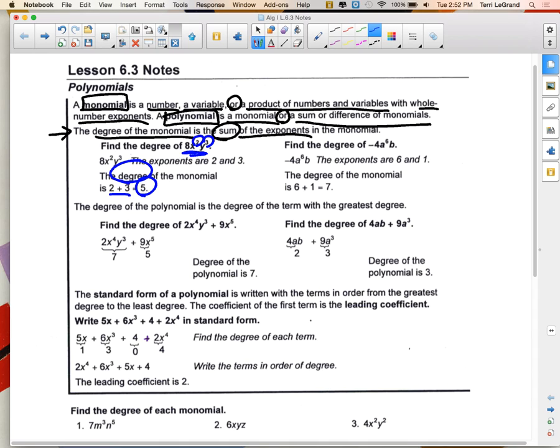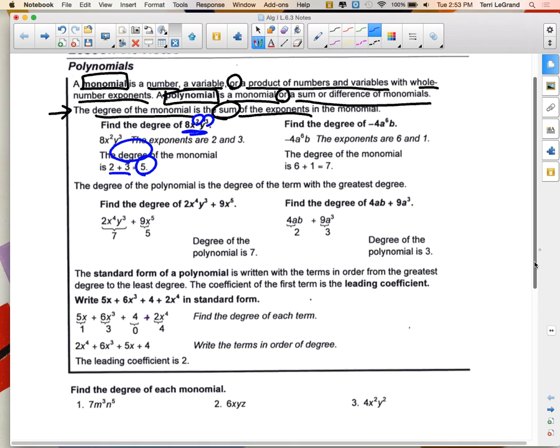Okay, why would it be 8x to the 0 power? Because anything to the 0 power is 1. Anything to the 0 power is 1. And 1 times 8 would be 8. So 8x to the 0 power is really the same thing as 8. So there really kind of is almost like an exponent on that 8. It has an x to the 0 that we can't see. And so, 0 plus 2 plus 3 is still 5. So we still have a degree 5.